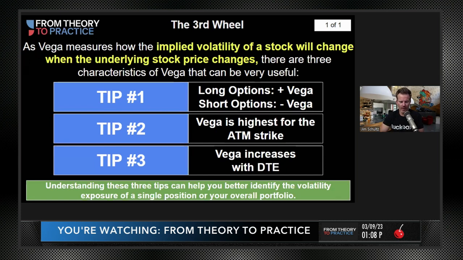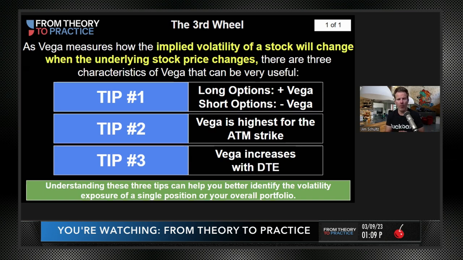The third wheel, as Vega measures how the implied volatility of a stock will change when the underlying stock price changes, there are 3 characteristics of Vega that can be very, very useful. So 3 characteristics, 3 features, 3 tips, 3 points. These 3 things can be very helpful for understanding how Vega changes depending on the different parameters that you might be changing in the analysis.